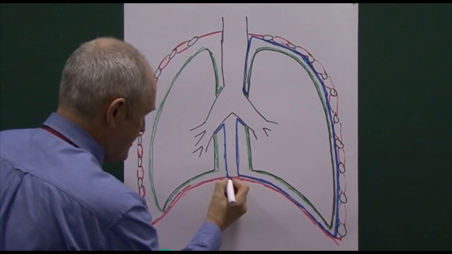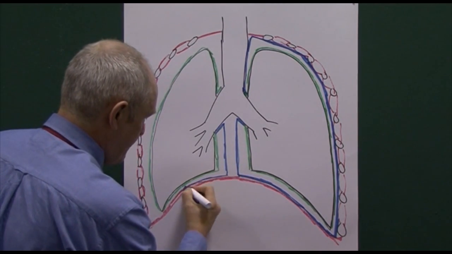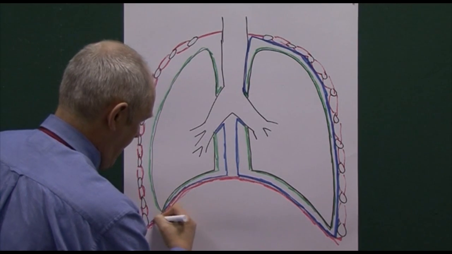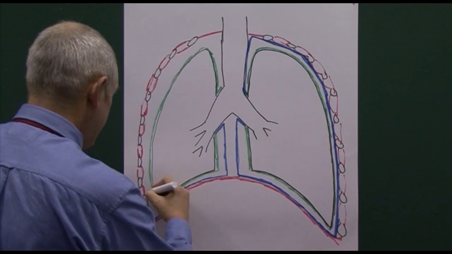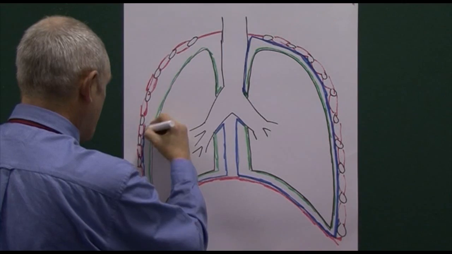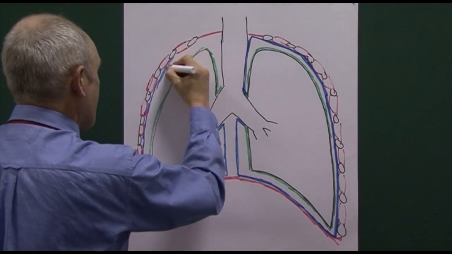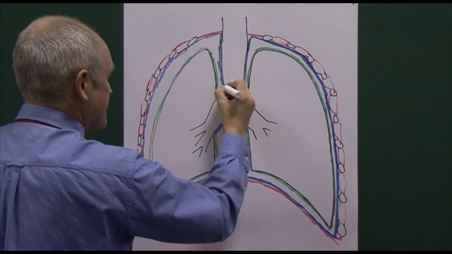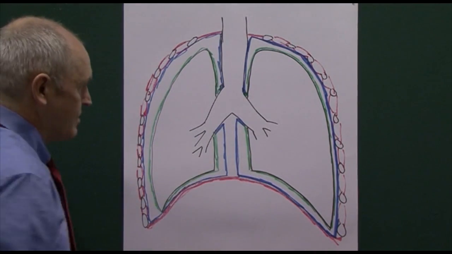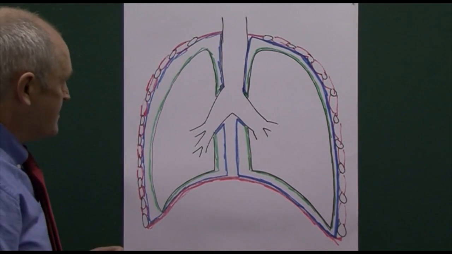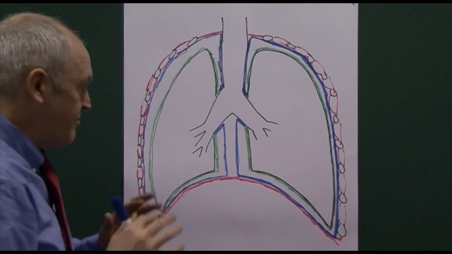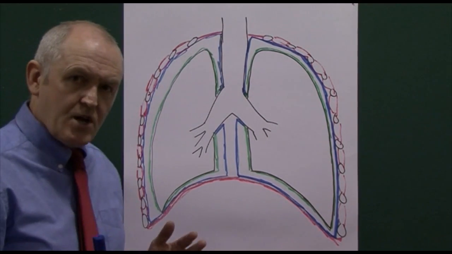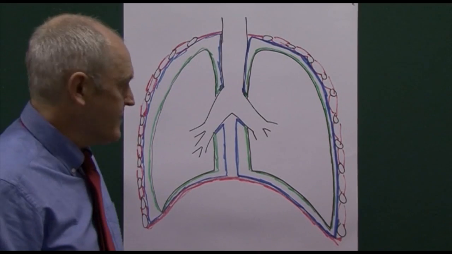Again, lining the surface of the diaphragm, lining the inside of the thoracic cavity. And again, continuous with the visceral pleural membrane. So each lung is completely surrounded by its own pleural membrane.